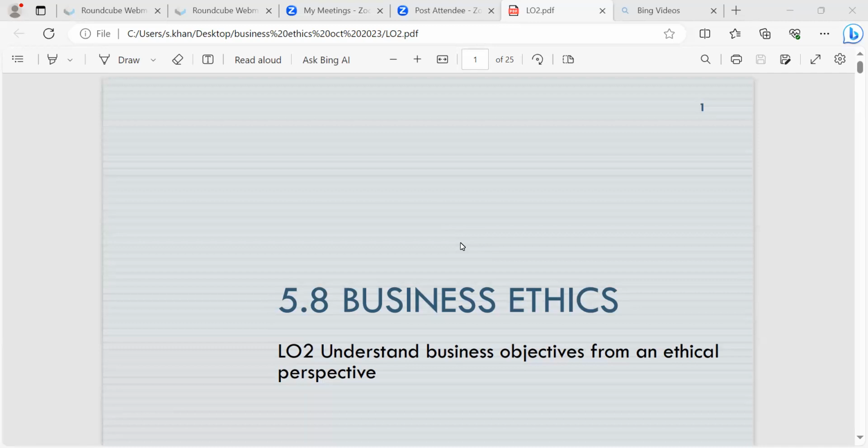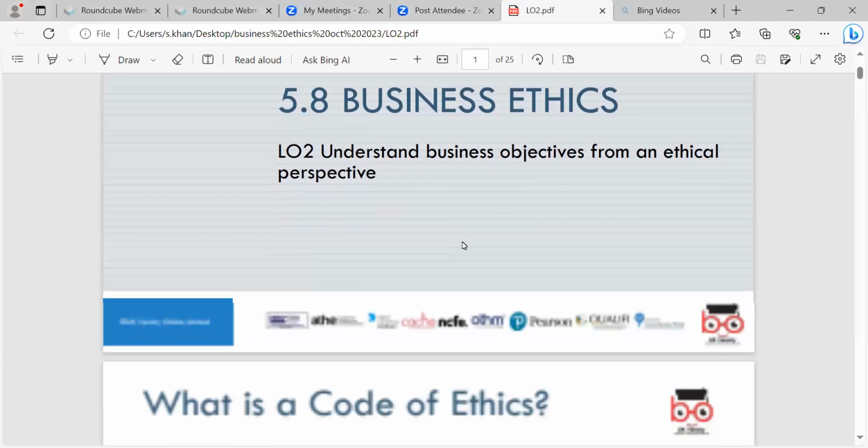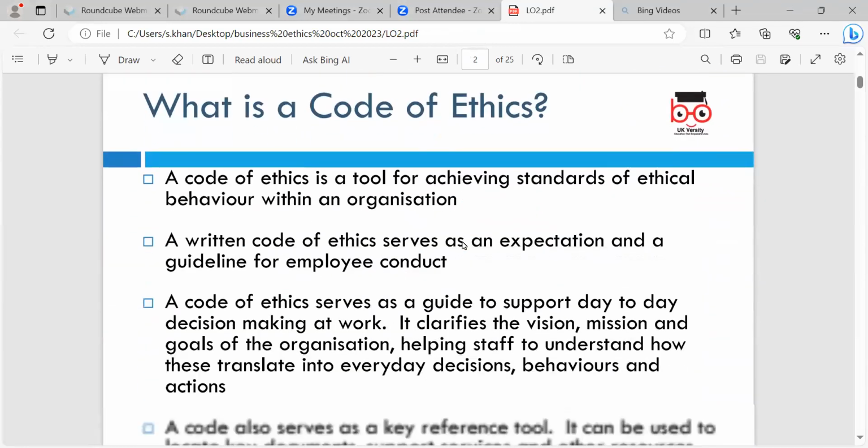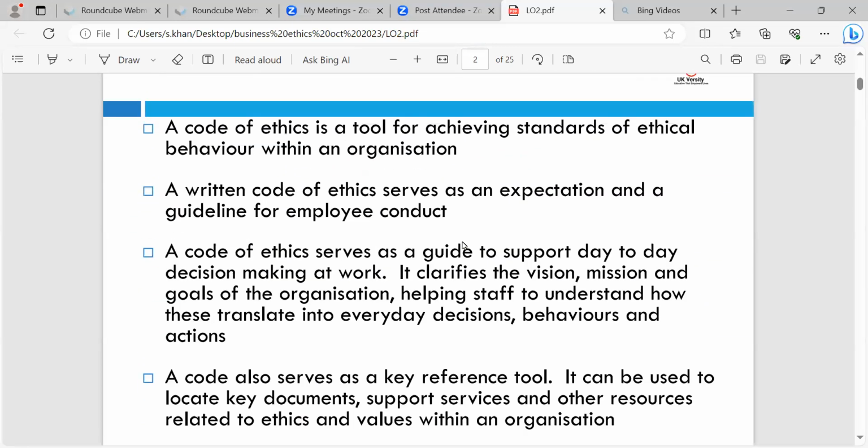Now we're going to go on to learning outcome 2, which is to understand the business objectives from an ethical perspective. Okay, so here we'll look at what is a code of ethics. So a code of ethics is a tool for achieving standards of ethical behavior within an organization.